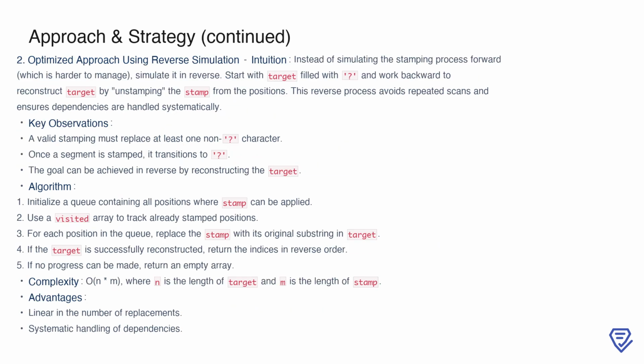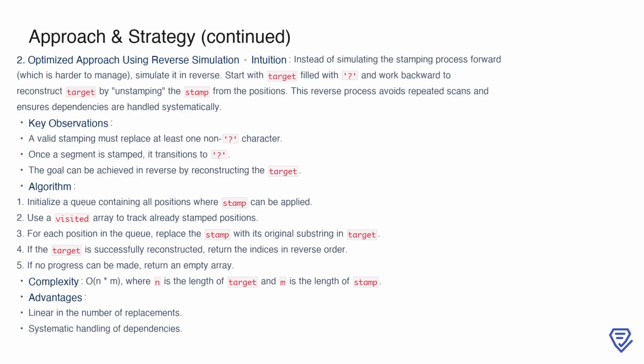To address the inefficiencies of the brute force method, we can use an optimized approach based on reverse simulation. Instead of simulating the stamping process in a forward direction, we simulate it in reverse. This means starting with the target string filled with question marks and reconstructing the original target by unstamping the stamp at specific positions. This approach avoids redundant scans and ensures that dependencies between stamping operations are handled systematically.